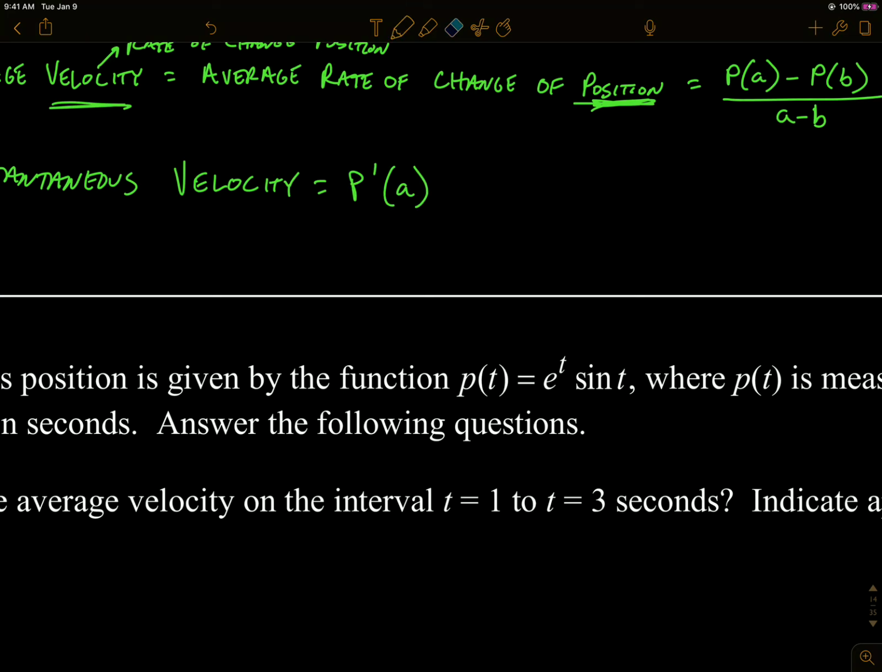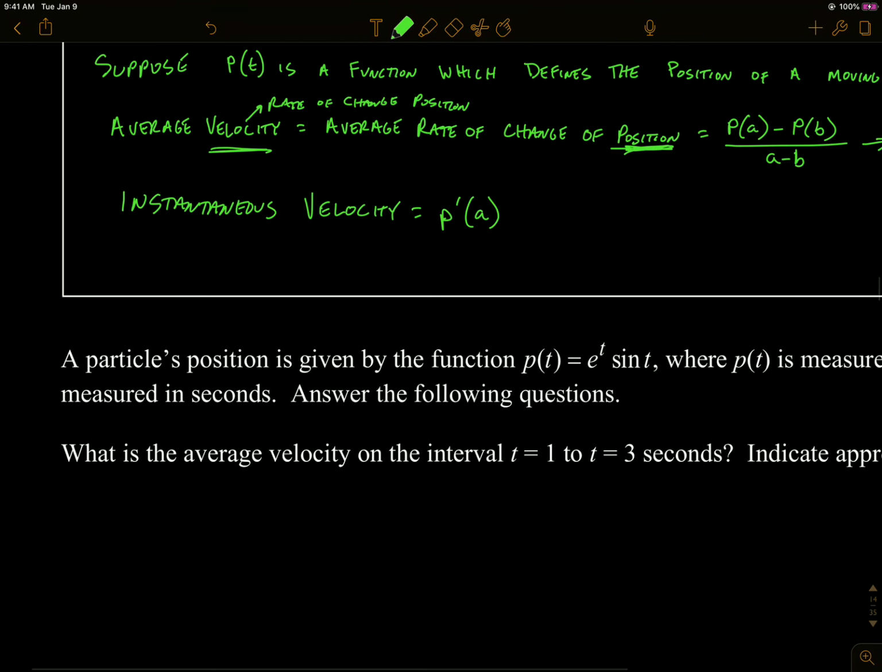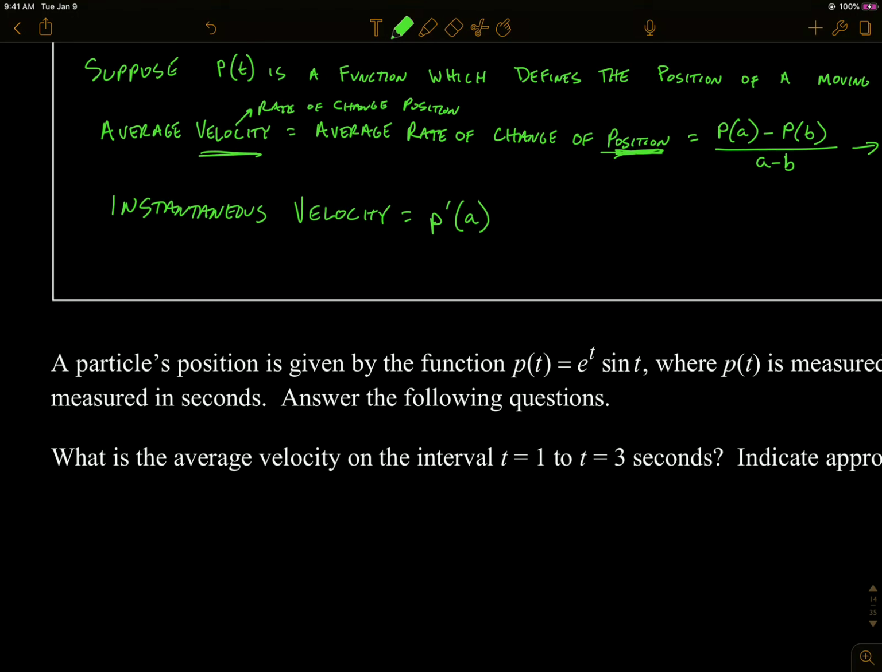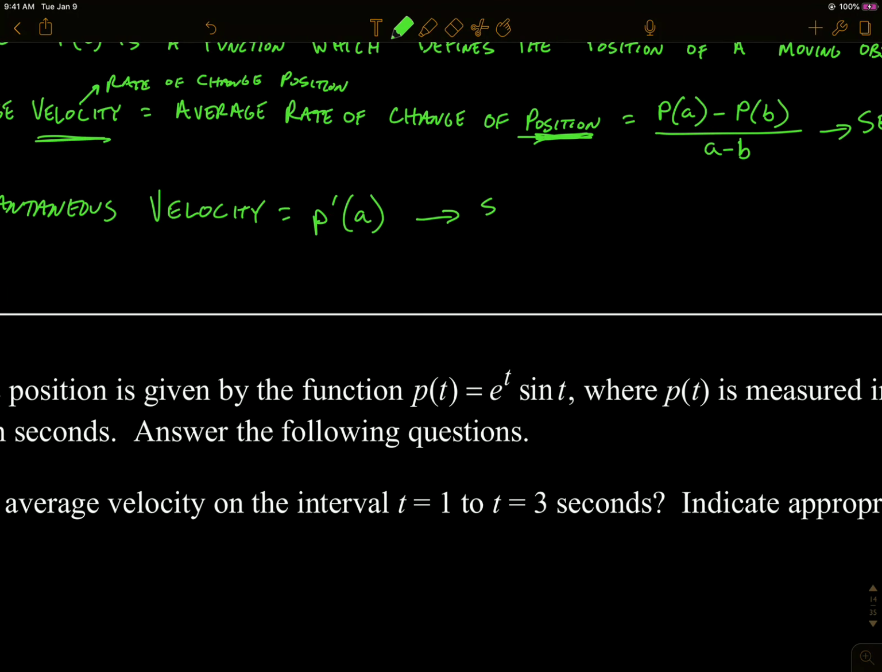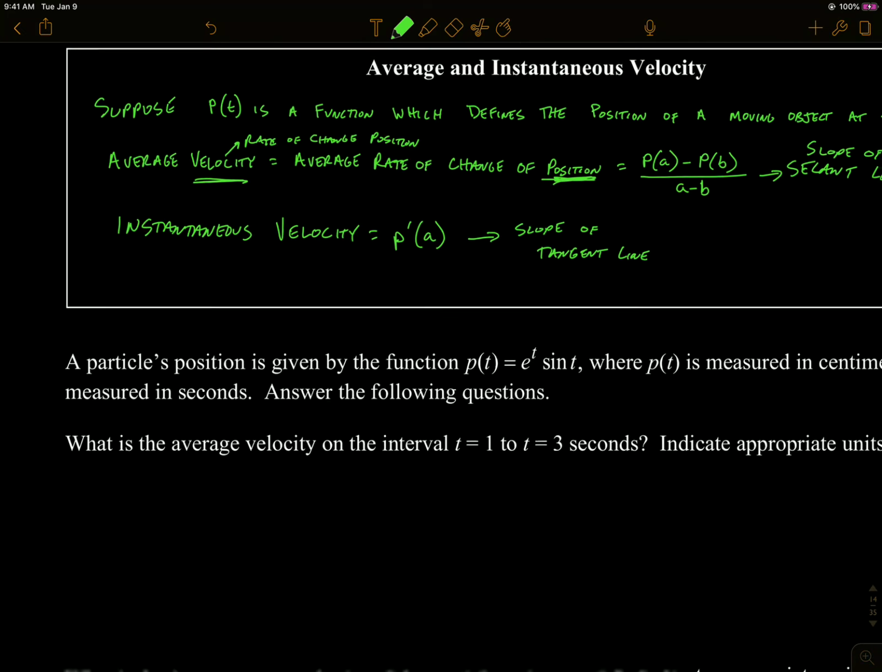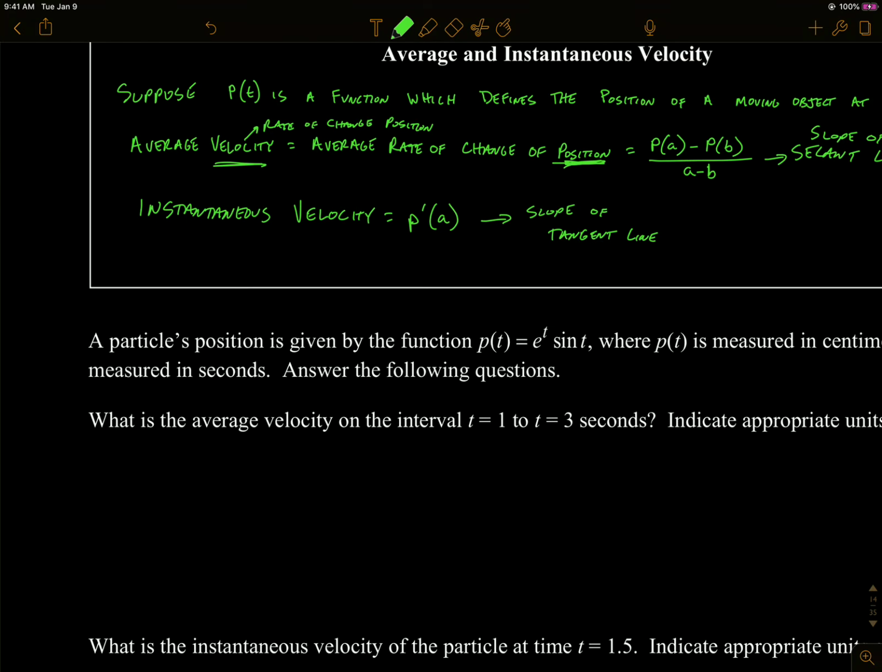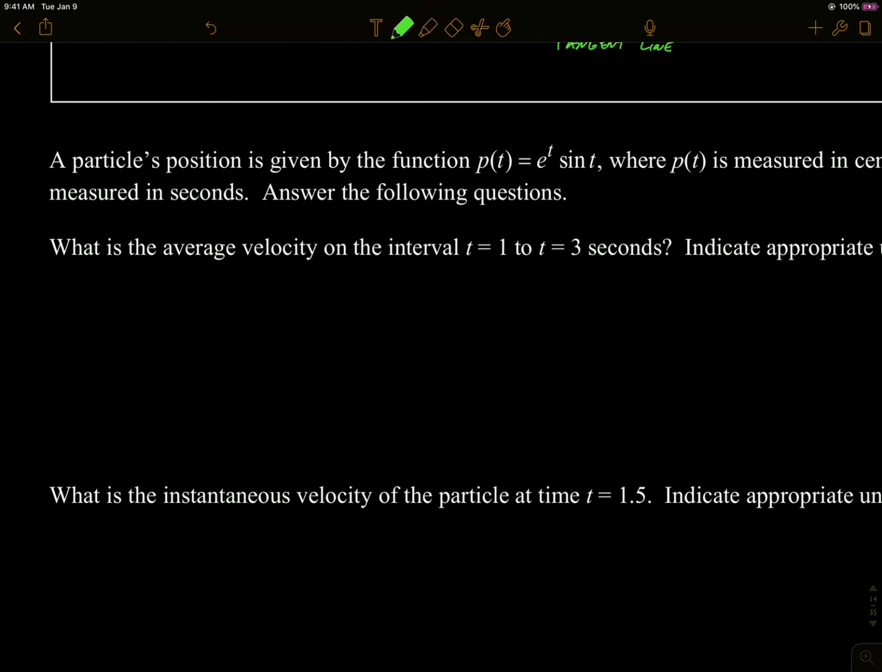It's awesome. Well, this is a lowercase p. So the instantaneous velocity is going to be the slope of the tangent line at A, at that specific point. All right, so we really want to talk about average velocity versus instantaneous velocity.